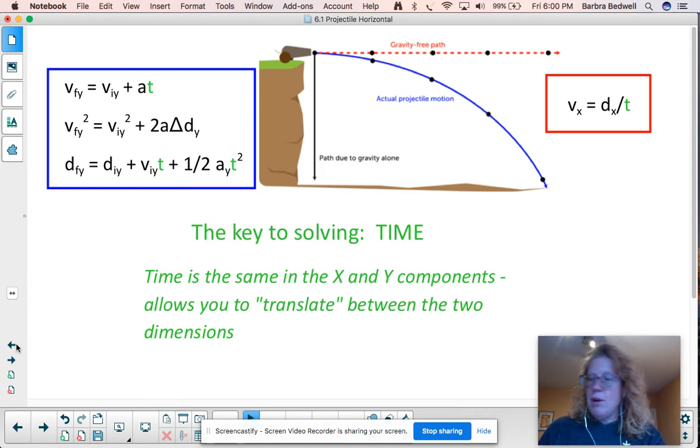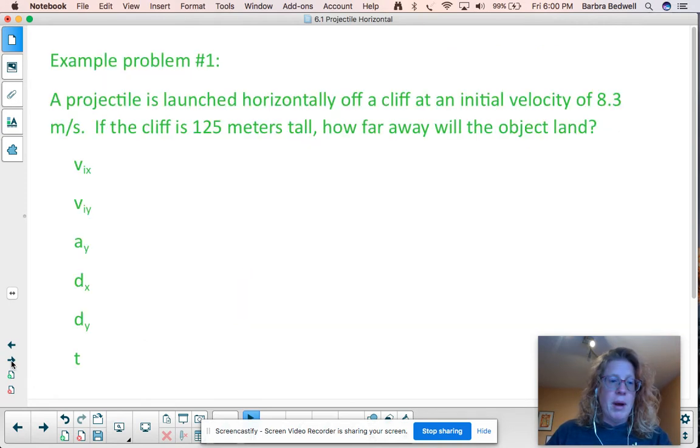So that's the key with all of these problems, is usually finding time and then using time to translate between the horizontal components and the vertical components. So let's take a look at a couple of problems here. We'll see how this works.